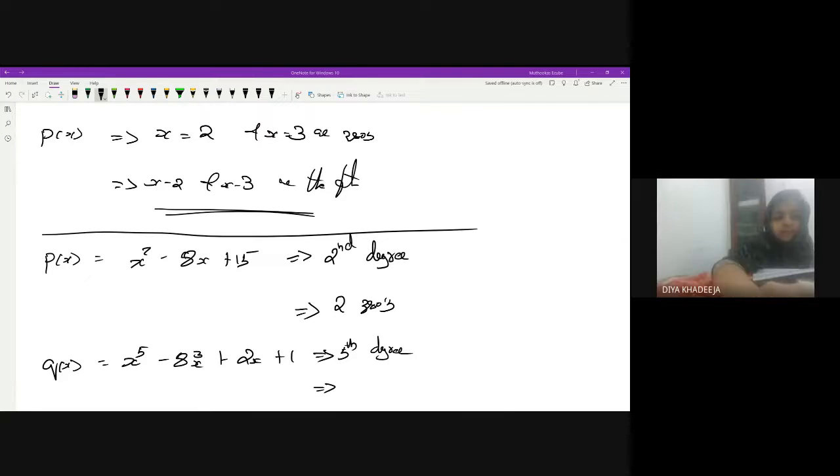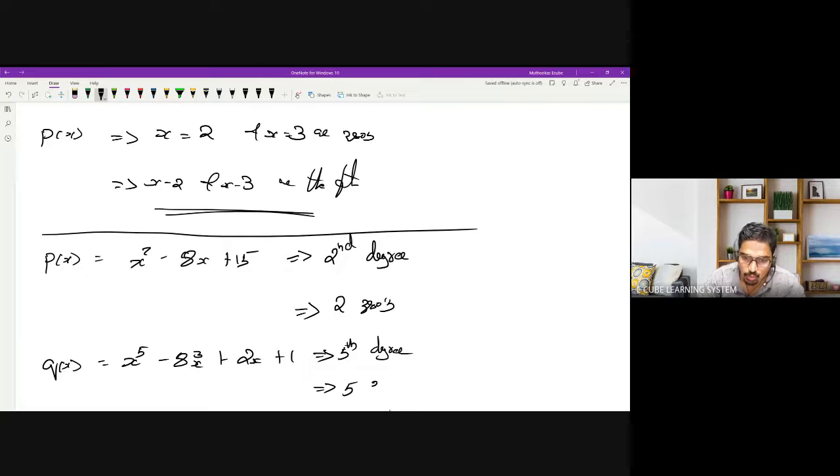Five zeros will be there. Whatever be the degree of the polynomial, it will have that many zeros. The first polynomial that I have written has degree 2 and hence it will have 2 zeros. If we have a polynomial of degree 3, it will have 3 zeros. If we have a polynomial of degree 4, it will have 4 zeros. You get me, everyone? Okay, so this is how we will find out the number of zeros.